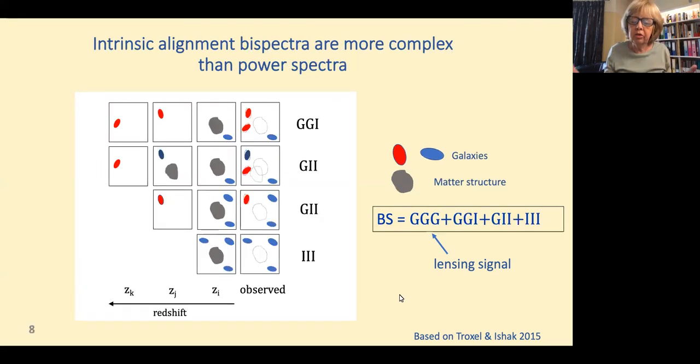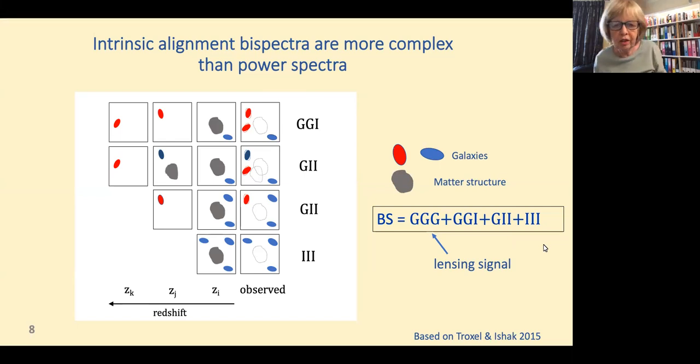I explained that in quite a lot of detail because the situation for 3-point statistics is even more complicated, because there are many more configurations of source galaxies and intrinsically aligned galaxies. And this means that in the end, we have 3 extra terms in the measured signal if you look at the bispectrum. And each of these 3 terms is a product of the correlation of 3 things. So we get GGI, GII, and III.